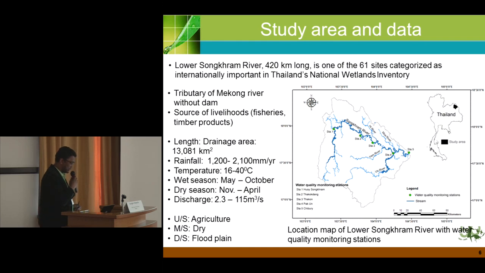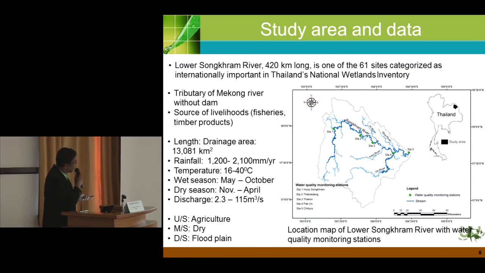This is the study area and the data we have used. In this map you can see the lower Songkhram River basin, which is located in the northeast of Thailand. And this is about 420 kilometers long, and also regarded as one of the important sites for the wetland in Thailand's national wetlands inventory. You can see the different characteristics of the basin here, so I will not explain in detail. This is one of the most important sources of livelihood for the people living in the lower Songkhram basin.